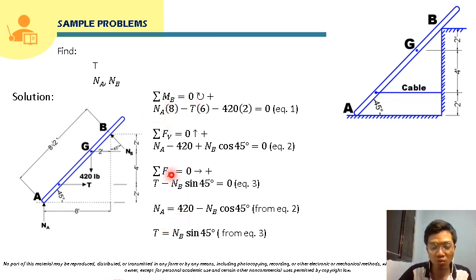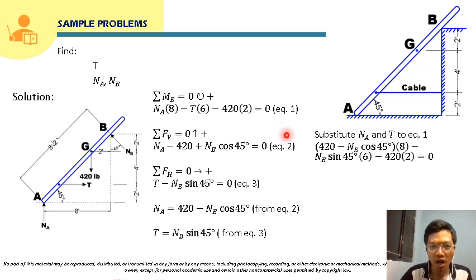So in this case, we will express NA in terms of NB, and also we will express T in terms of NB, which we generated from equation 2 and equation 3. So we will just substitute them to equation 1 to solve for NB. Okay, so substituting NA and T to equation 1. So NA from equation 2 and T from equation 3. So we will substitute that in equation 1.